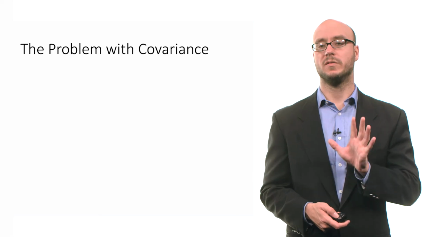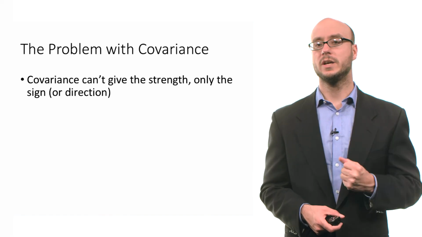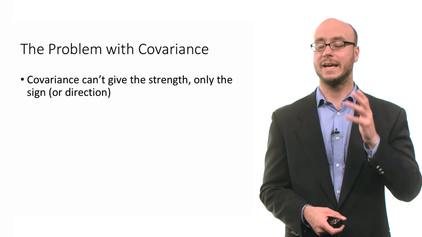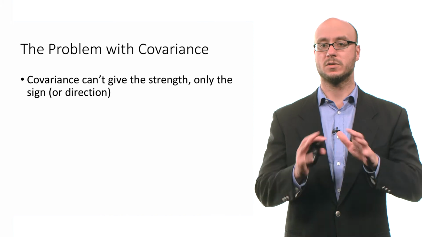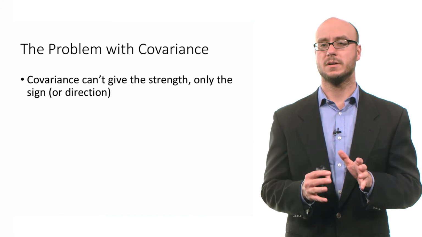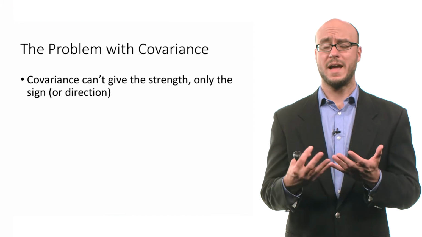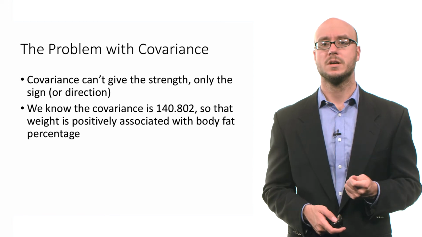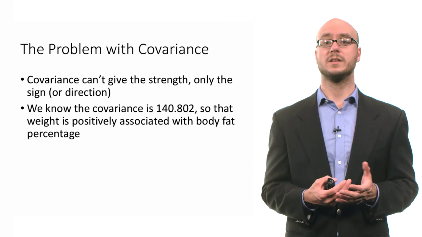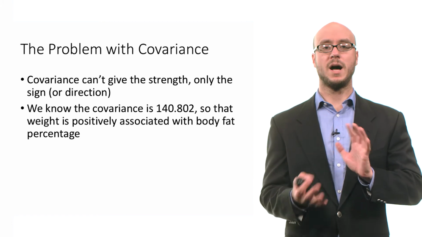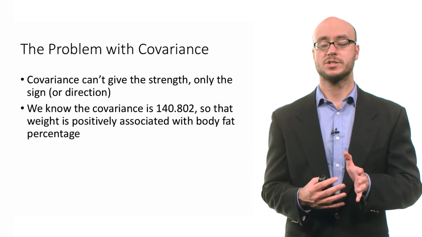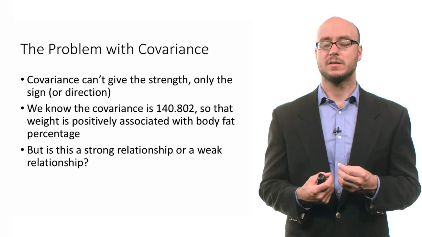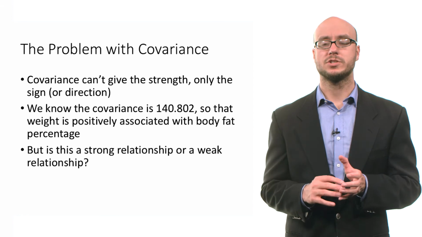However, there's a problem with covariance. Covariance can only give us the sign, or the direction. It cannot give us the size or the strength. So covariance, we know it's positive, negative, or zero. But in terms of the overall strength or magnitude, or the size, we don't know, because covariance is dependent on the units. All we know with a covariance of 140.802 is that weight is positively associated with body fat percentage. Right? But we want perhaps a measure of strength. Is this a moderate relationship, a weak relationship?